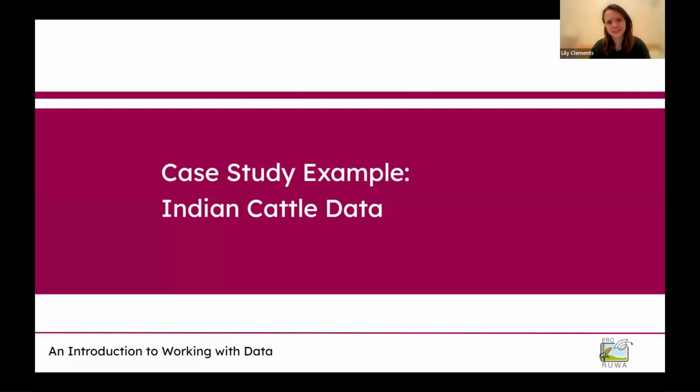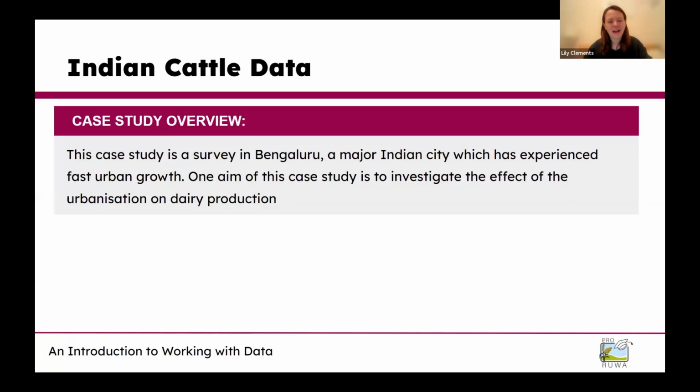So in this topic, we look at distribution of an error term. And to delve into this, we use the Indian cattle data for the case study example. As always, this is given in more detail back in topic 1, but as a quick summary and recap, this case study is a survey in Bengaluru, a major Indian city which has experienced fast urban growth. One aim of this case study is to investigate the effect of urbanization on dairy production.